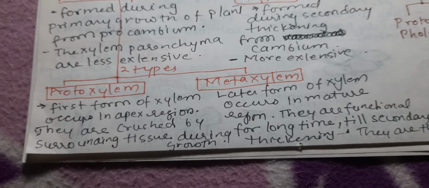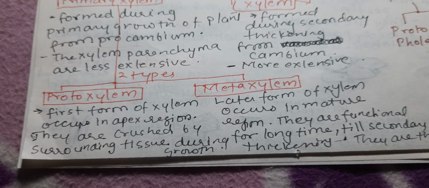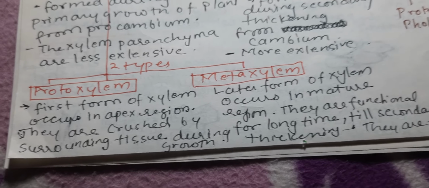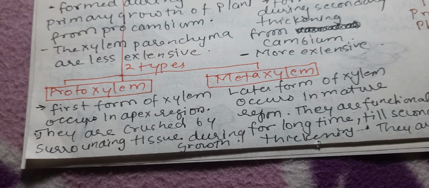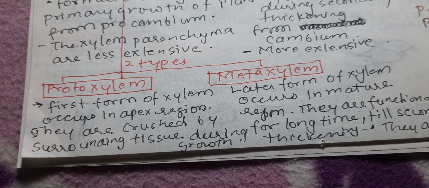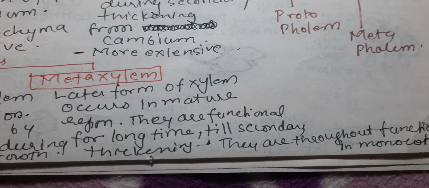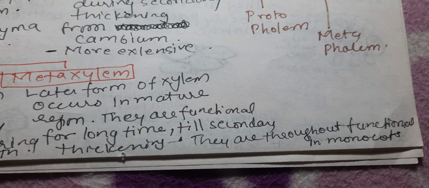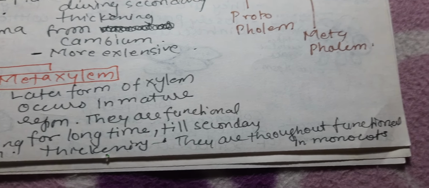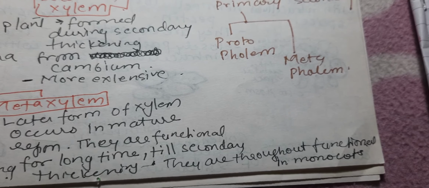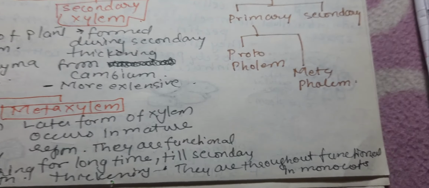Now again, primary xylem is of two types: protoxylem and metaxylem, depending on the position where they are forming. So protoxylem is the first formed xylem, occurring in the apex region, and it is crushed by the surrounding tissue during secondary growth. Metaxylem is the later formed xylem, occurring in the mature region, and it is functional for a long time till secondary thickening. They are functional throughout the life of the monocot.